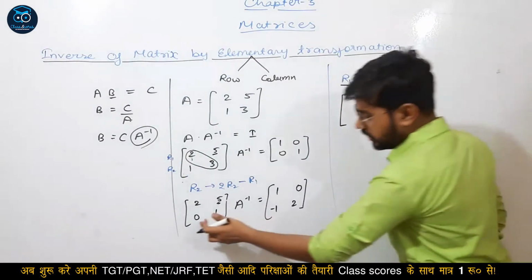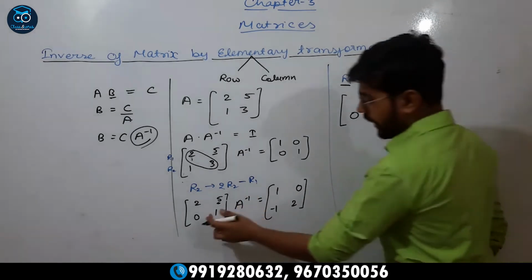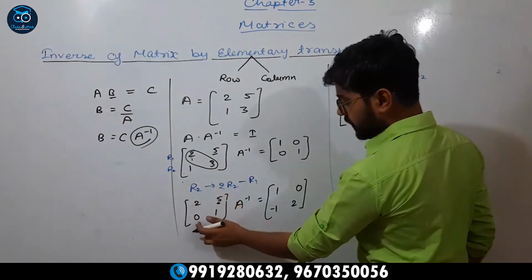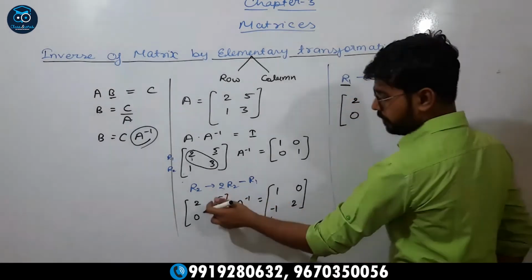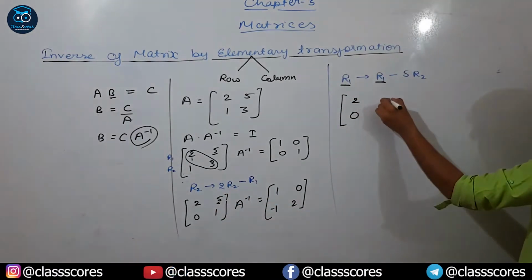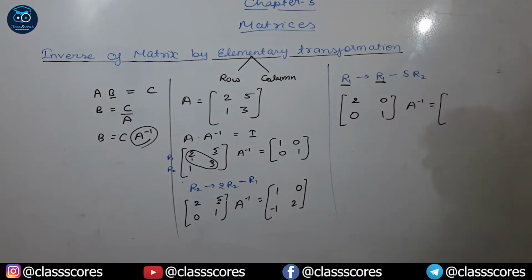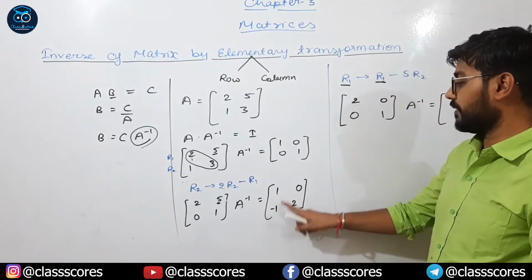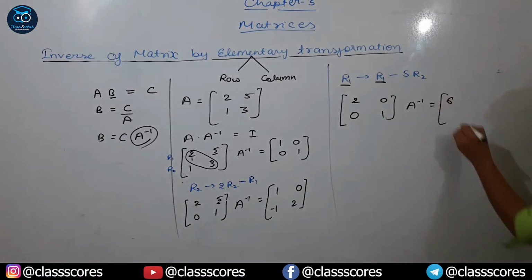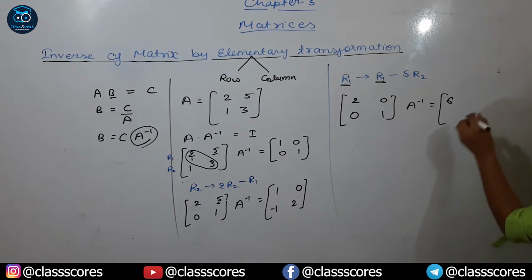Here there is no change with R2, so we can write R2 as it is. Now in R1, 2 minus 5 into 0, that is 2. 5 minus 5 into 1, that is 0. In the same way with the RHS, 1 plus 5, that is 6. 0 plus 5 into minus 1 is minus 5, that is minus 5, and then 2 minus 0.